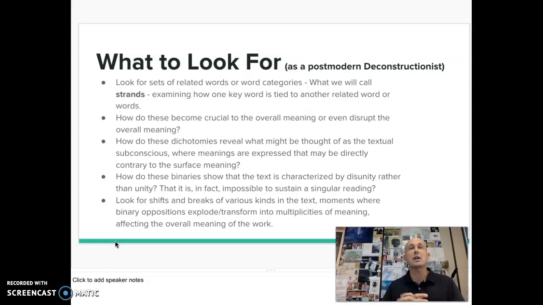Okay, so how do these strands become crucial to the overall meaning and sometimes even disrupt the overall meaning? Now we start to get at how sometimes there are unintended messages that the author didn't mean to convey, but that are coming out. And these are sometimes clues to that. I think you'll start to see that more. I'm going to hold off because we're getting way over on time. How do these dichotomies reveal what might be thought of as a textual subconscious? Meanings are expressed that may be directly contrary to the surface meaning.